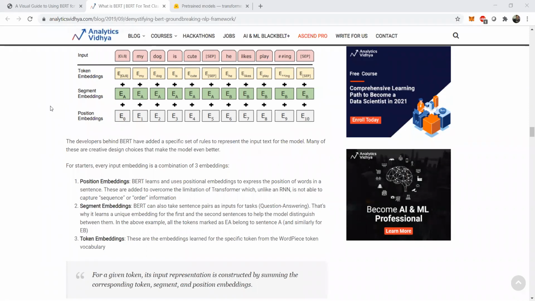Now, the next part is the segment embeddings. This is a very important part because it takes sentence pairs as input, generally for tasks like question answering, right? And that is why it learns a very unique embedding. It creates a unique embedding for the first and the second sentences to help the model distinguish between them. Like, you are having different kinds of segments created. What BERT internally does is try to create an embedding matrix essentially, and it takes the first and the second sentences to help the model distinguish between them.